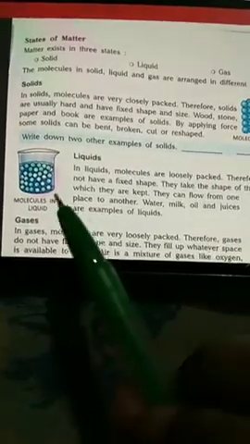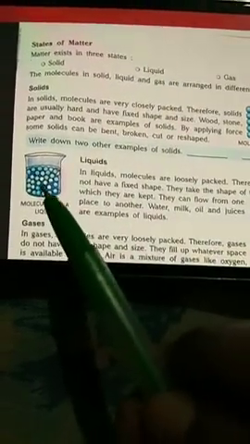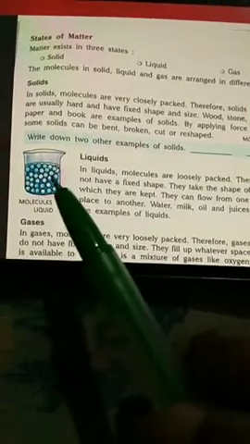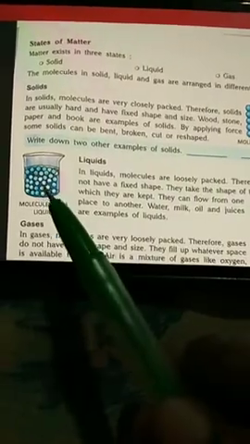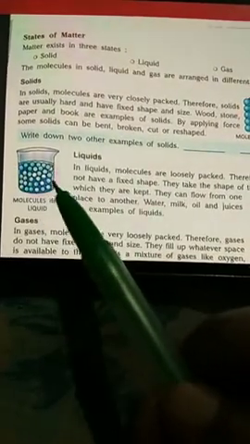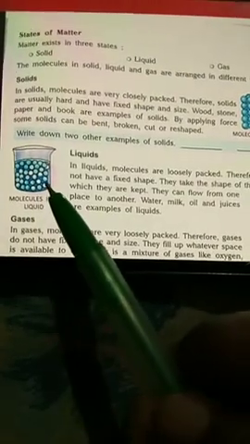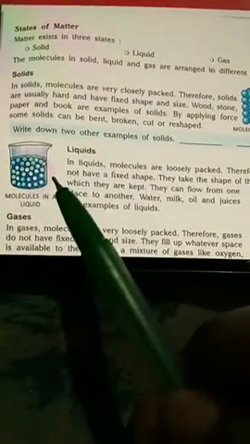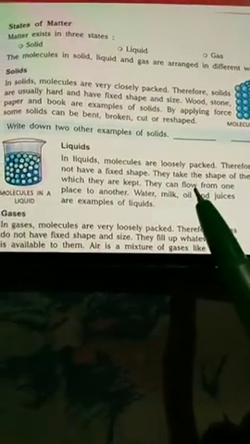They can flow from one place to another. As you know, children, when you spill water on the floor, it starts to flow. Any liquid which is spilled over the floor starts to flow because there are spaces between the molecules. Molecules are not so tightly packed, so they can move in different directions. That's why liquids can flow.